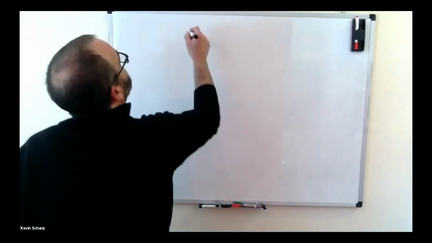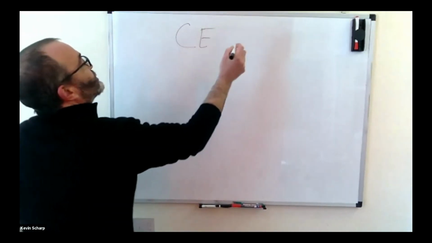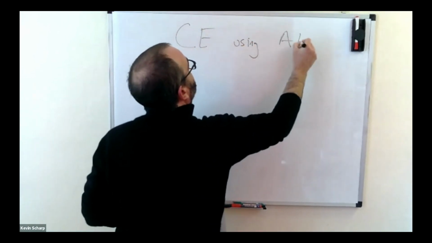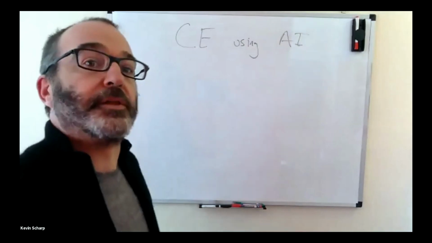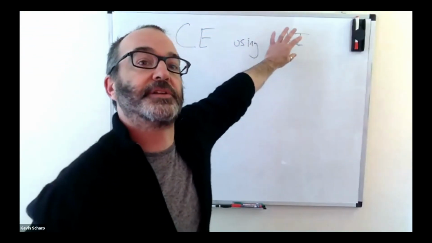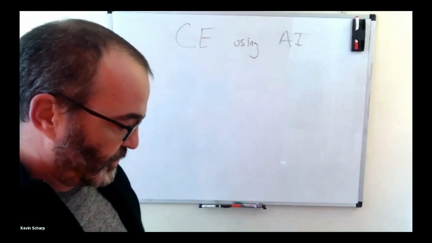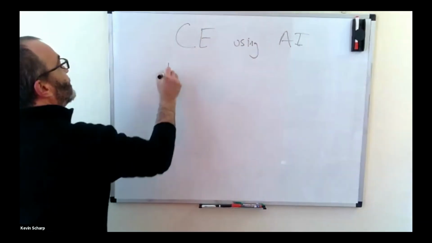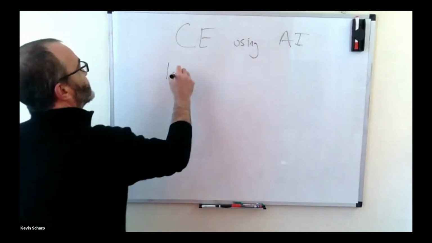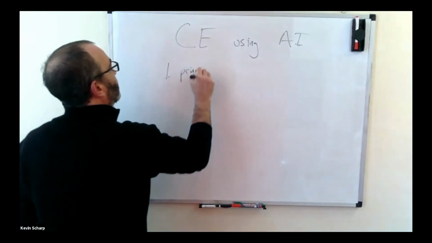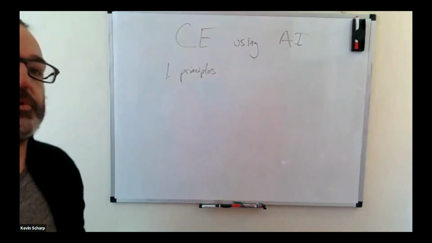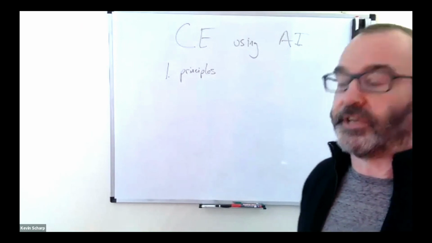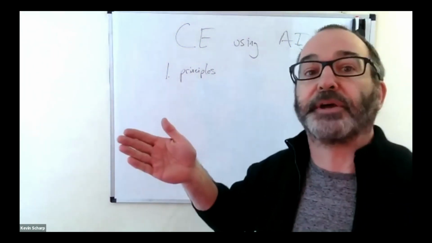Okay, so we're going to think about how to do conceptual engineering using artificial intelligence. Now, the techniques are from artificial intelligence, and it's the technique that I'm going to show you right now. Three steps to this. The first step is to identify principles. Identify the principles that you want to look at and consider. These should be principles that you think are important with respect to the concept in question.